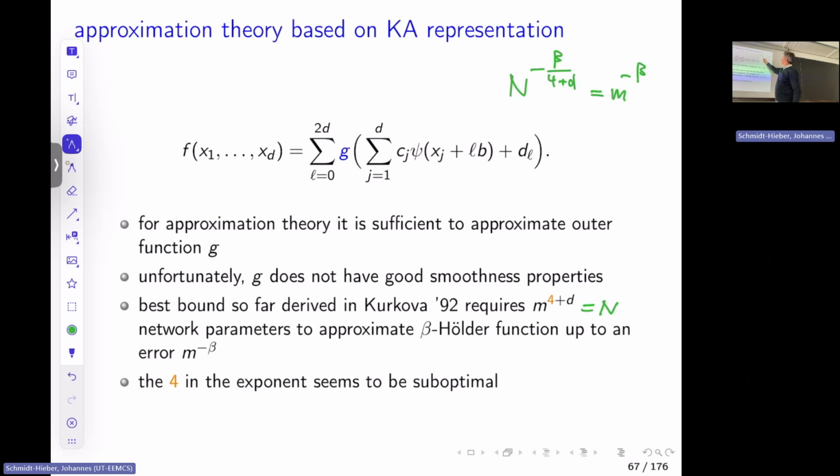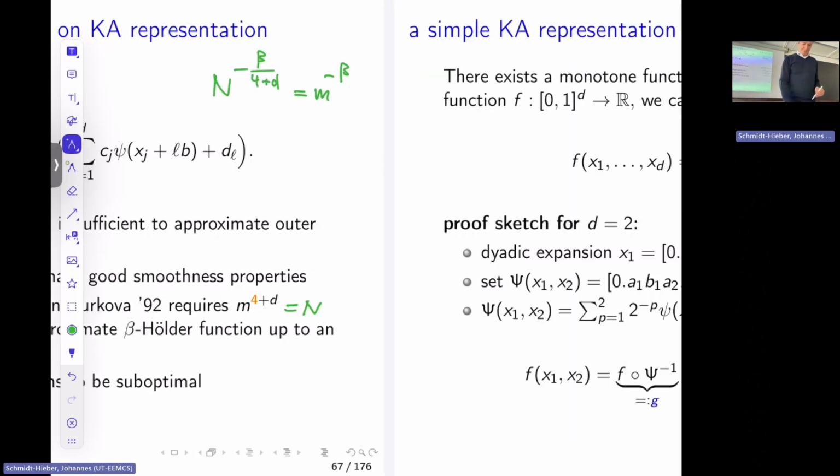So this is not beta over d. It's just this additional 4 in here. Okay, so there's a bit of a suboptimality in here.